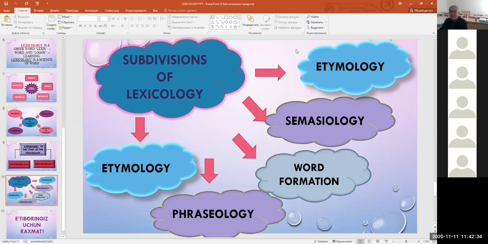We have all kinds of dictionaries: English-Russian, English-Uzbek dictionaries, the Oxford dictionary, the Shorthand dictionary, the Webster dictionary, and so forth. All these dictionaries belong to the field of lexicography. Comparative study of different peculiarities of English words with the words of other languages shows that there are various symptoms of contrast between English and other languages. This is the end of the first topic, lexicology as a science.